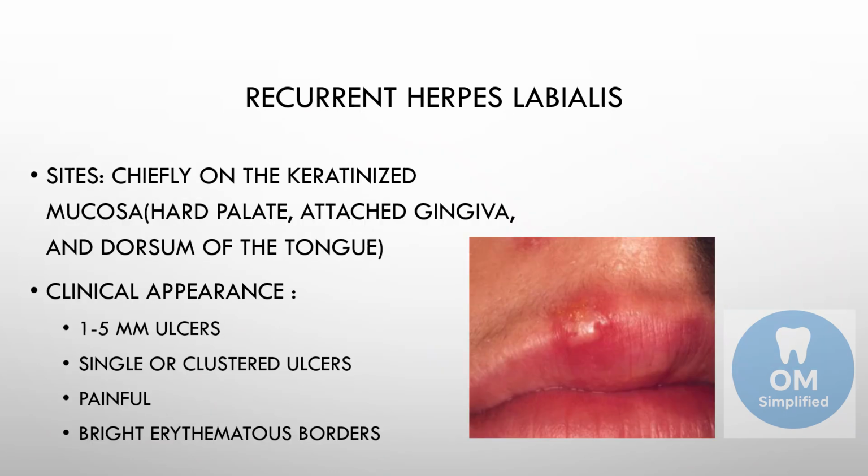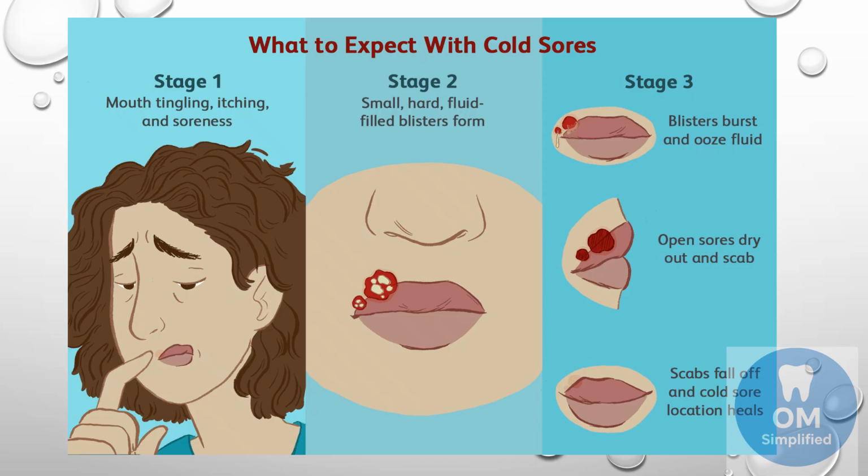Recurrent intraoral herpes usually affects keratinized mucosa such as the hard palate, attached gingiva, and dorsum of the tongue. The ulcers are 1 to 5 millimeters in size. They are single or clustered, and they are painful with red borders. This is again a picture taken from online sources. I cannot recall what the page was, but it very well explains the stages of cold sores.